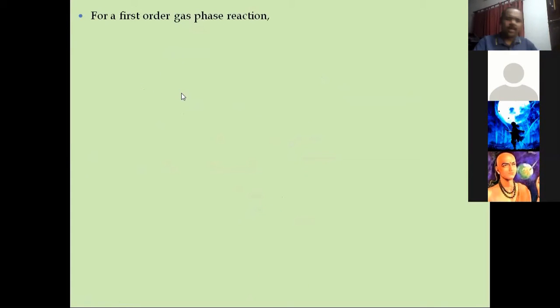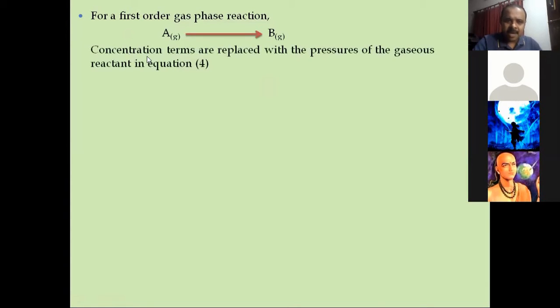Now, sometimes they'll ask you to calculate the rate constant or the time for a certain fraction of the reaction to be completed in a gas phase reaction. The same first order equation can be rewritten for the gas phase like this. So for a first order gas phase reaction, that means the reaction taking place in gaseous state, concentration terms are replaced with the pressure of the gaseous reactant in equation 4 from the beginning. So what would it become? K is equal to 2.303 by T log P naught by Pt.